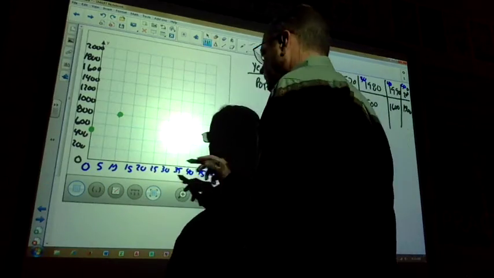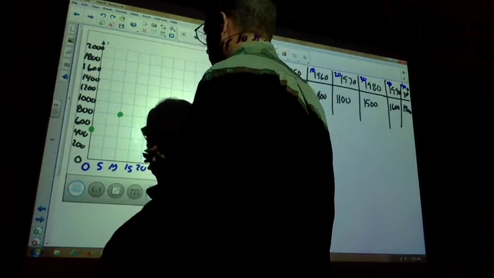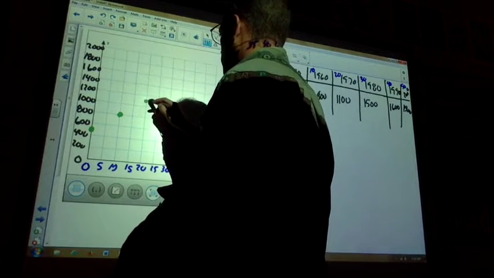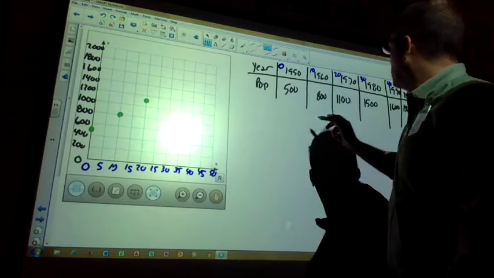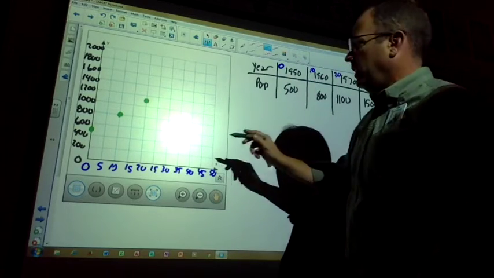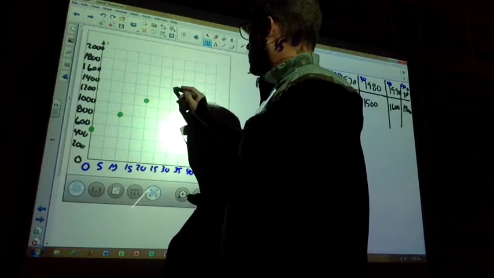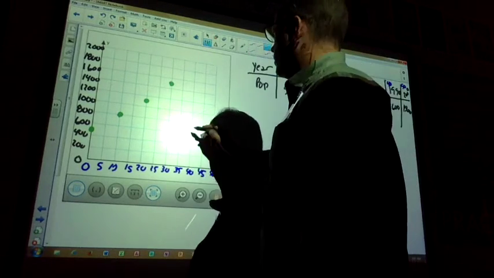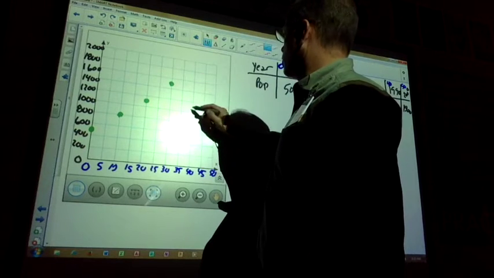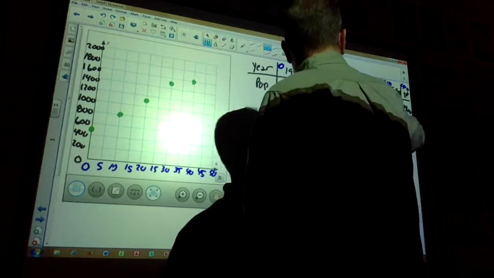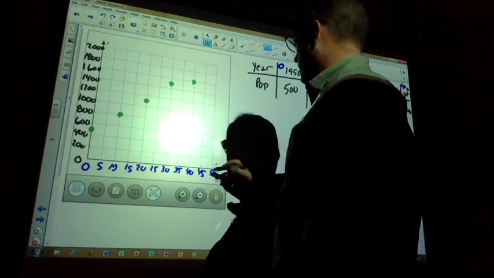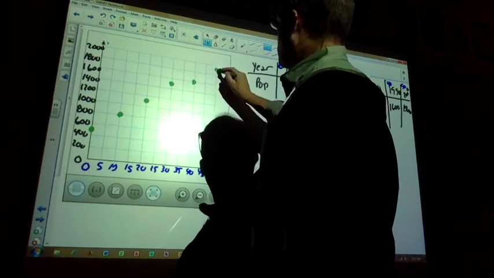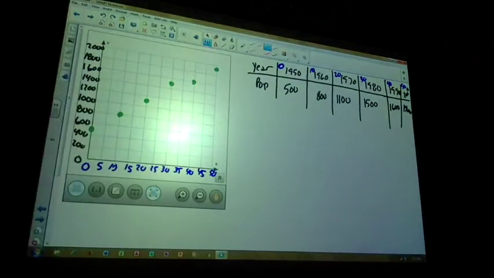10 years after that, 1970, we are at 1,100 people. 30, I'm at 1,500. 40, I'm at 1,600. And 50 years after the fact, I'm at 1,900. Does it appear to be somewhat linear? Are there some that are a little goofy? Yeah.